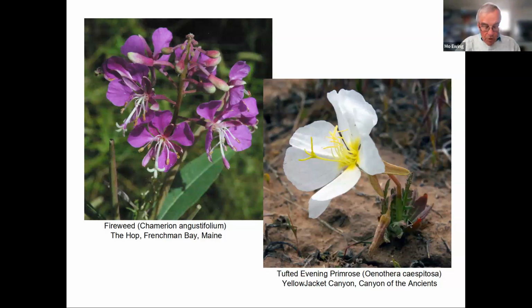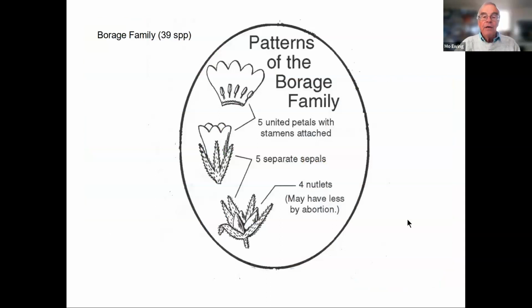Okay, the next family is the borage family, Boraginaceae, with 39 species.